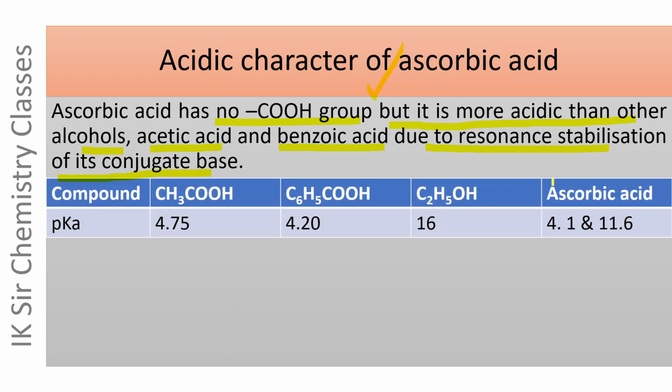There are some compounds: acetic acid, benzoic acid, ethanol, and ascorbic acid, and their pKa values are given here: 4.75, 4.20, 16. Ascorbic acid has pKa values 4.1 and 11.6. We know that the lower the value of pKa, the stronger the acid. It is obvious that ascorbic acid is more acidic than acetic acid, benzoic acid, and ethanol.